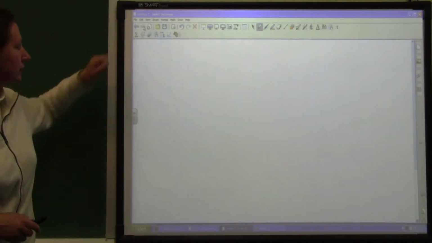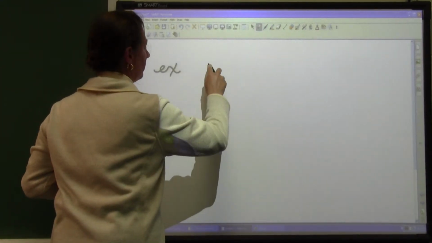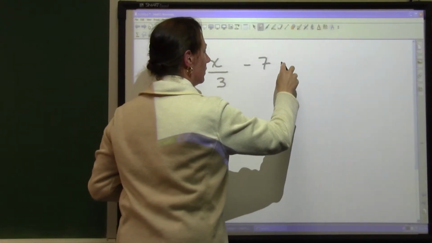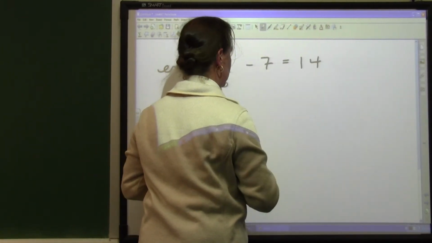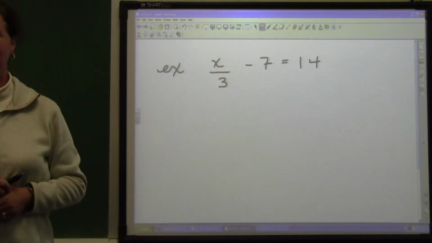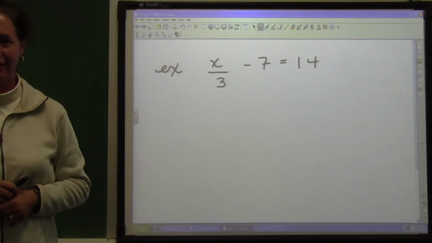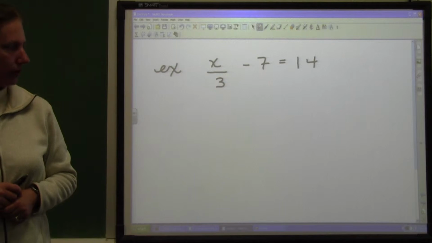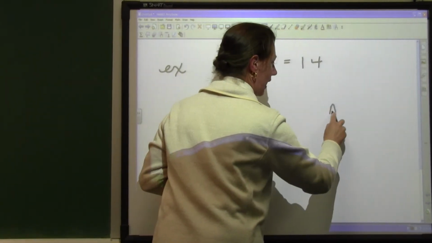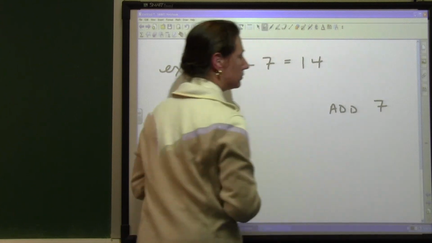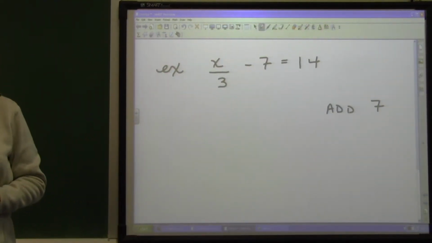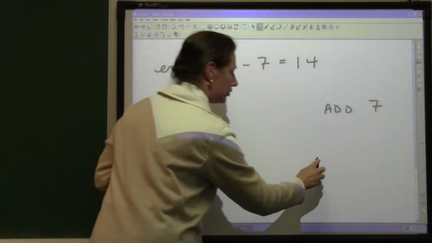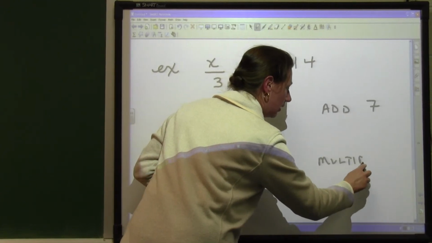Now, time for you to practice. Let's have you solve x over 3 minus 7 equals 14. And I'll be back in a minute for you. If you're not sure what to do, your first step should be to add 7. Your next step should be to multiply by 3.